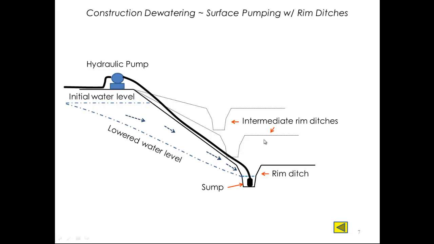And as work progresses, then a series of rim ditches are excavated almost continuously till you reach the desired bottom elevation. And this then depicts our starting water level, and this is what the water would look like when we reached our final grade.